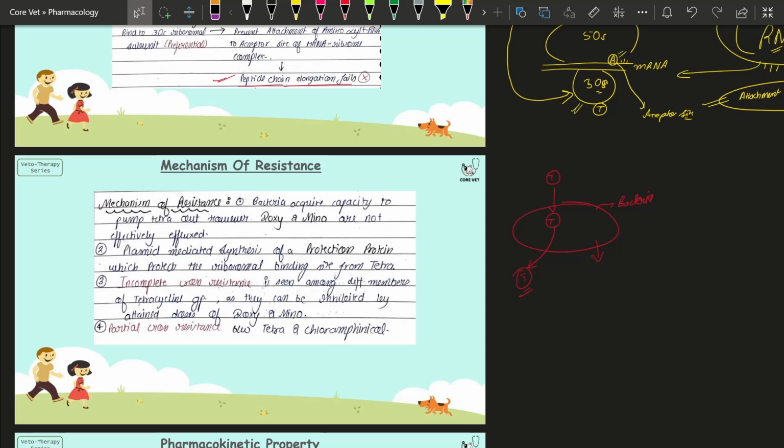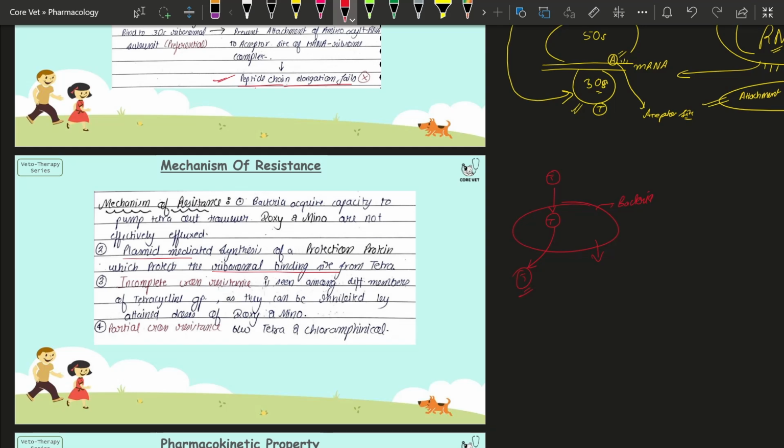The next way of attaining a mechanism of resistance could be plasmid mediated synthesis of a protective protein around the ribosomal binding site, which is there on the 30S subunit for the tetracycline. And similarly, as the tetracycline has a 30S subunit attachment, the aminoglycoside also has the attachment at the 30S. Remember that point too. Don't forget and don't confuse where the attachment site is for all the classes of the drug, because it's quite important. The examiner will ask you where the attachment site of a particular class of drug is. So that's an important point you have to consider.